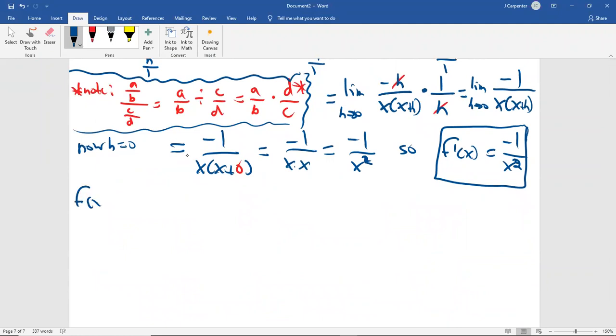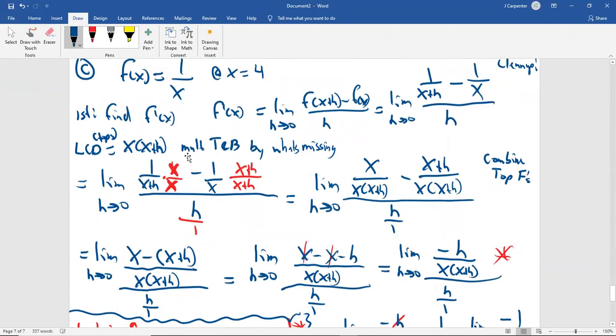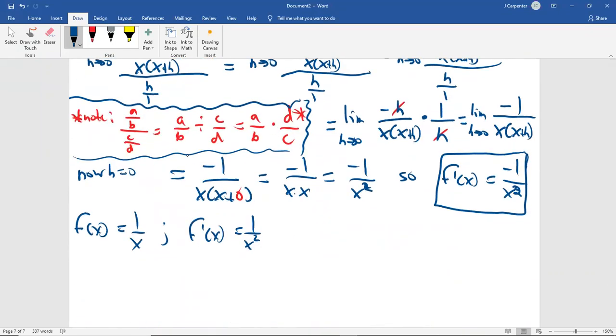So again, f of x was 1 over x. f prime of x was negative 1 over x squared. And we were supposed to do this at x equals 4. So to find our point, we do f of 4, which is 1 over 4. So the point is 4 comma 1/4. This is the reciprocal function, so the input is just flipped to get the output.